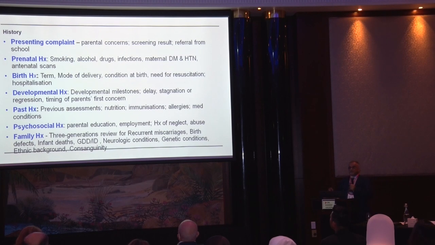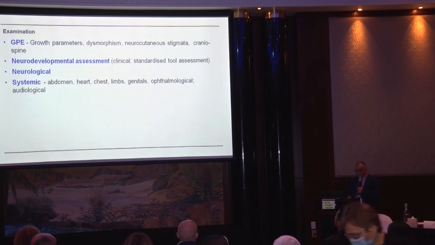Birth is important, prematurity is one of the causes associated with global developmental delay. Mode of delivery, condition at birth, need for resuscitation, these are relevant information. Now, I'll skip developmental history, we know how to take developmental history, or do it on a standardized tool such as Griffiths and other things. But family history is important in these cases. So a three-generation pedigree, now, history of recurrent miscarriages, neonatal deaths, sudden infant deaths, IUGRs, and then neuroregression, all this information can be very helpful.